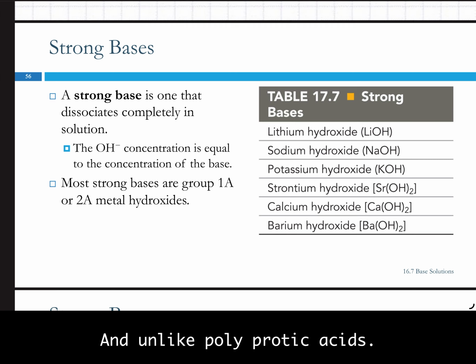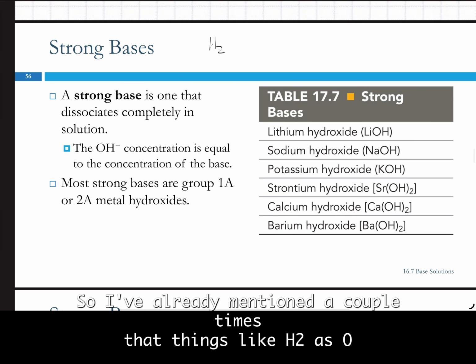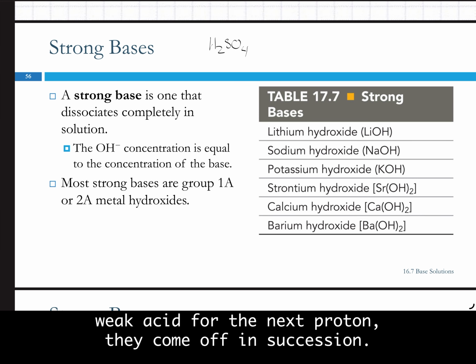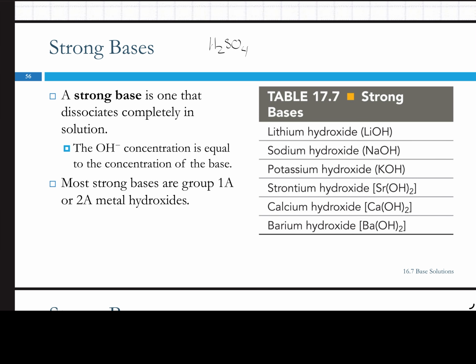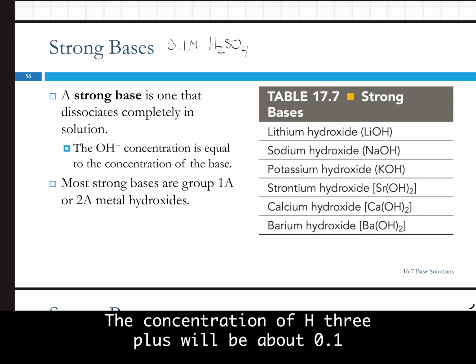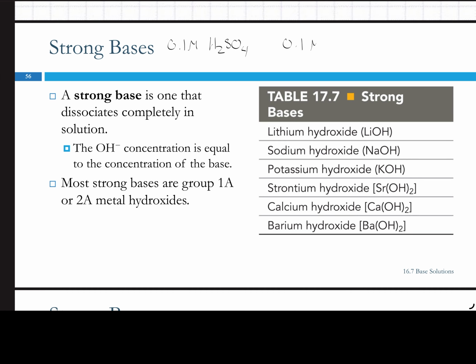And unlike polyprotic acids, so I've already mentioned a couple times that things like H2SO4, strong acid for the first proton, weak acid for the next proton, they come off in succession. So if I have like 0.1 molar H2SO4, it's not like both of those hydrogens come off. The concentration of H3O plus will be about 0.1 molar.